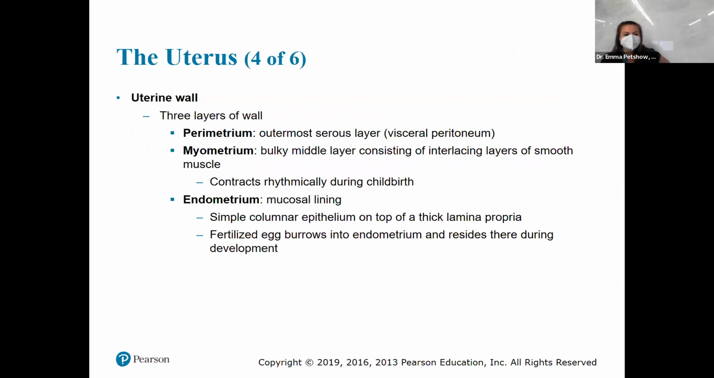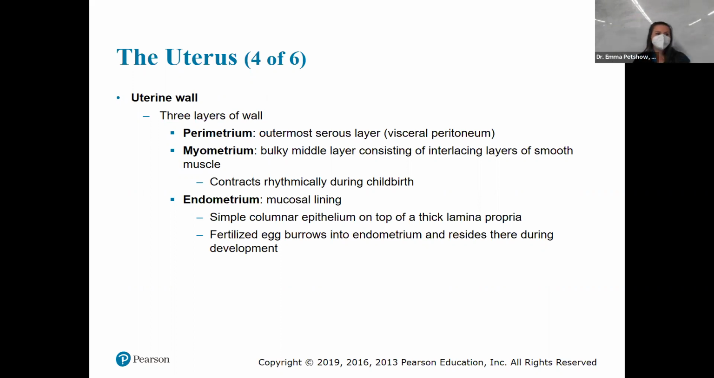The uterine wall itself has 3 layers: a peri, a myo, and an endometrium. The perimetrium is the outer layer. You can think of it as the peritoneum, the cover. Myometrium is the middle layer that has smooth muscle that contracts during childbirth or during your cycle. And the endometrium is a mucosal lining made up of simple columnar epithelium. The fertilized egg will burrow into this layer and reside there during development.